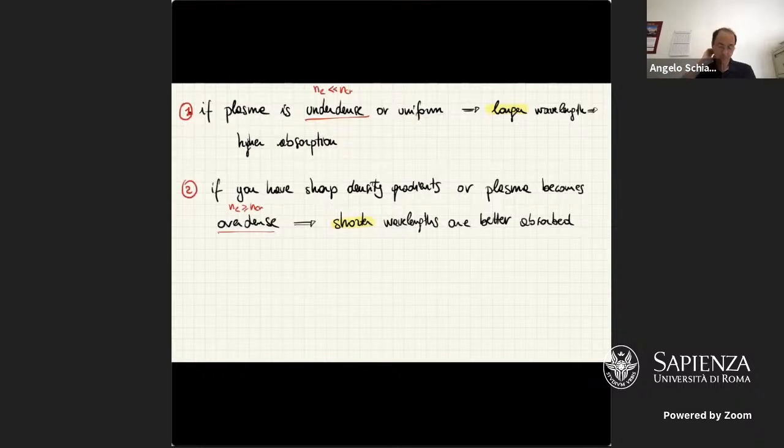Okay, I guess this is it. And this concludes the topic on electromagnetic waves in plasma, where we discussed the propagation properties, the refraction index, the cutoff on one side, and on the other side, we've seen today what the properties of absorption inside the plasma are.